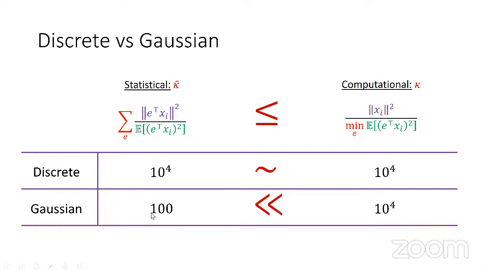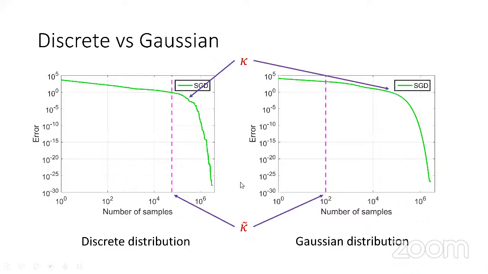So in this case, the statistical condition number is much smaller than the computational condition number, and we would expect acceleration to be at least information theoretically feasible in this setting, whereas it may not be feasible at all in this setting. Okay. And just to give an illustration of how SGD behaves on these two different settings.